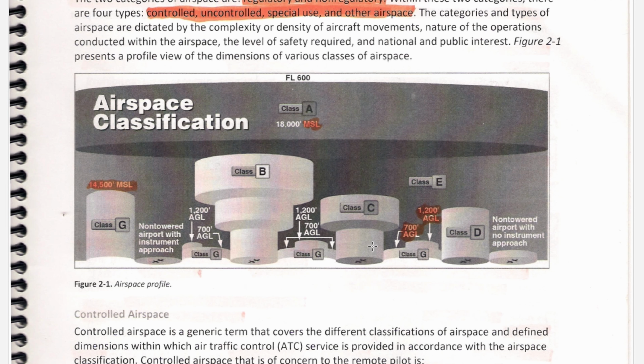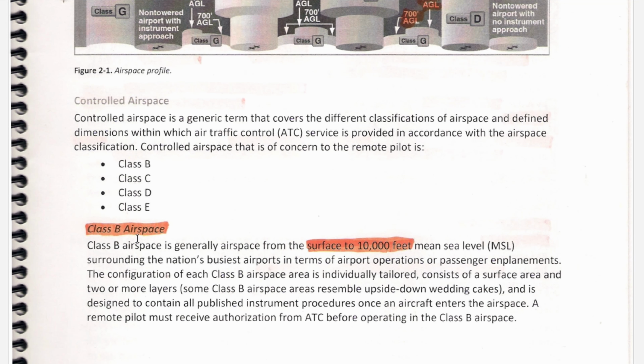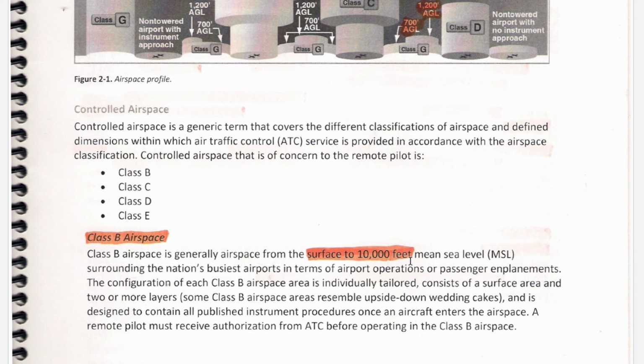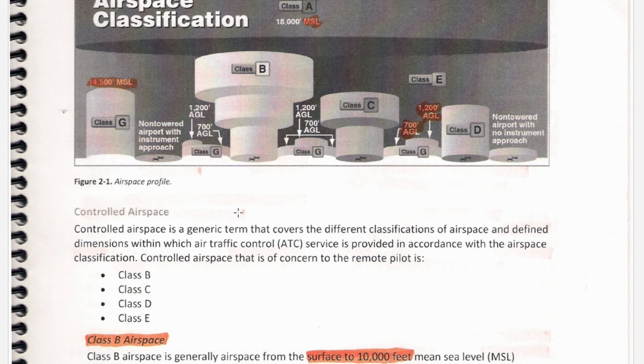This is Class D that turns into Class C. This is Class D that goes to Class C that goes to Class B. Class G goes from the surface to there. Class B goes from the surface to 10,000 feet. Now what I was telling you before is if the tower is located right here, you could actually get in there and fly that. Or if the tower is located right here, you can fly under that airspace.